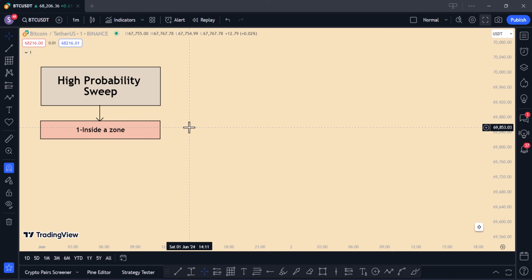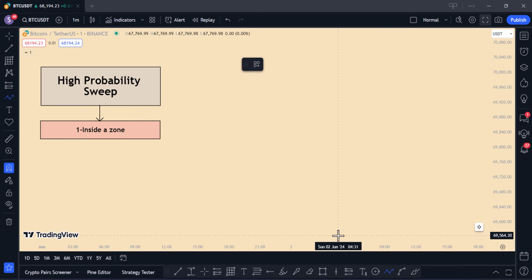The first factor is that the sweep needs to happen inside a zone. What is a zone? A zone, for me, is a swing point. For you, it can be an order block or a fair value gap. Although I don't use fair value gaps anymore, you can still use fair value gaps as a zone.